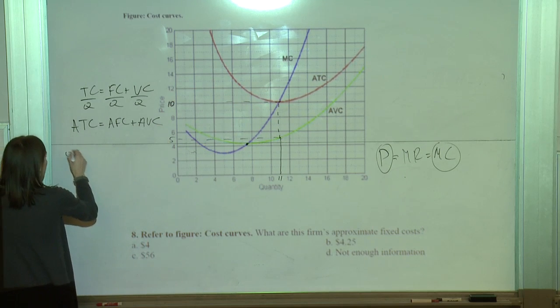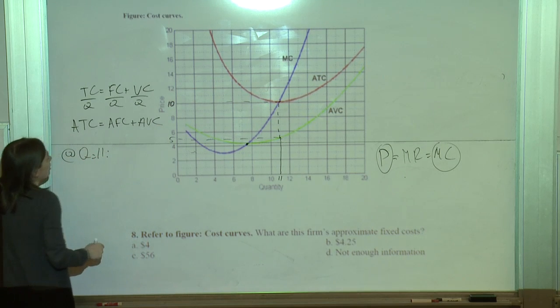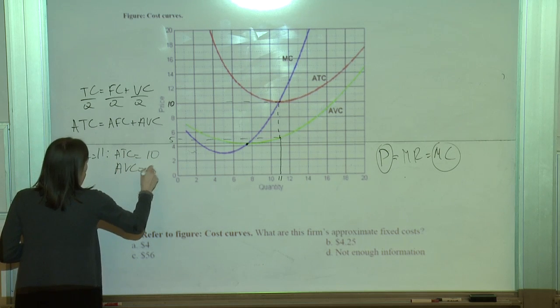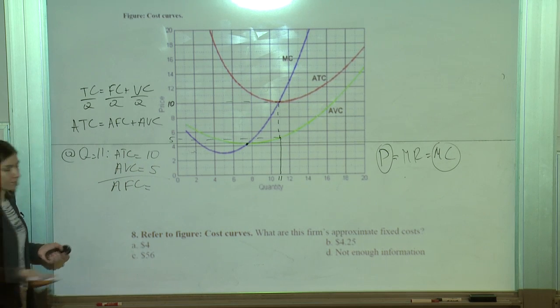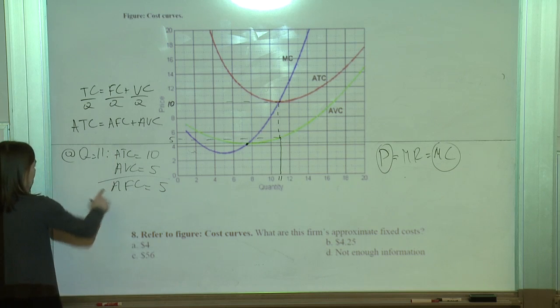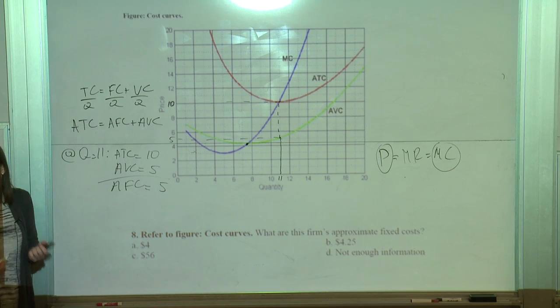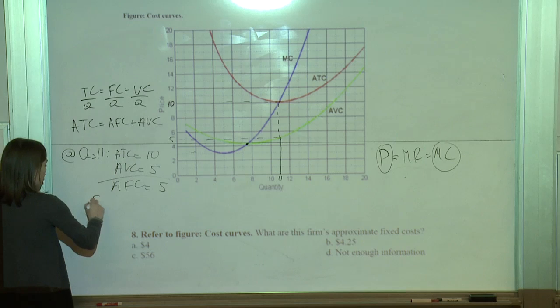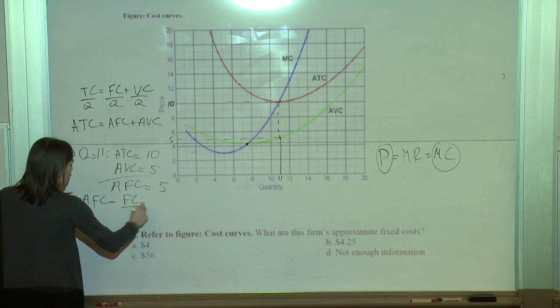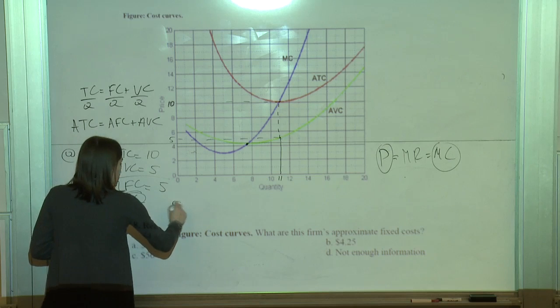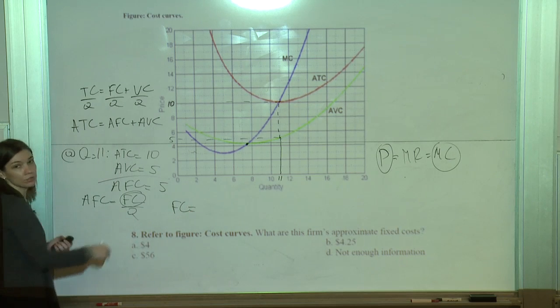Okay, so at Q equals 11, average total is 10, average variable is 5. So what is average fixed at that quantity? 5. Well, if average fixed cost is 5 and quantity is 11, that would allow me to find the total fixed cost, right? I know average fixed cost is fixed cost divided by Q. So fixed cost, which is what I'm after, is going to be average fixed times Q.